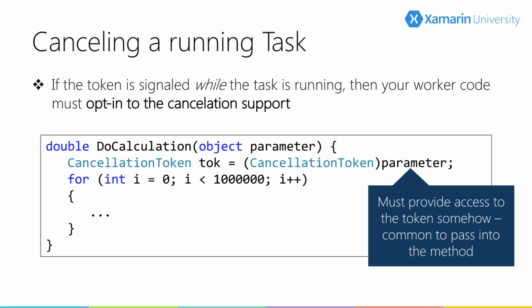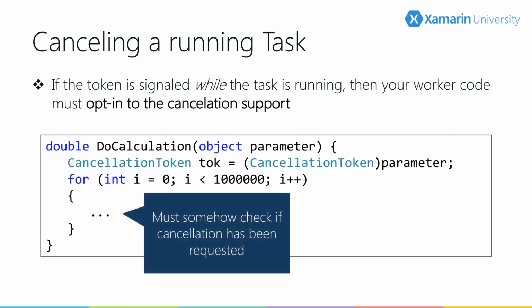Many developers just choose to pass it in as a parameter. That's very common. But you can really use any parameter. We already talked about them earlier. Remember, we talked about fields, we talked about this object parameter. Somehow you need to get that token in there.